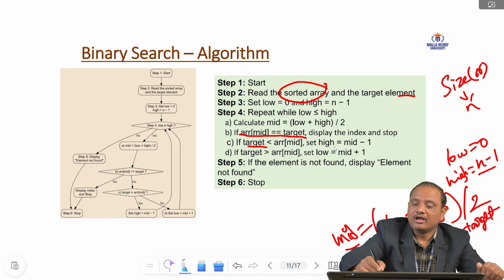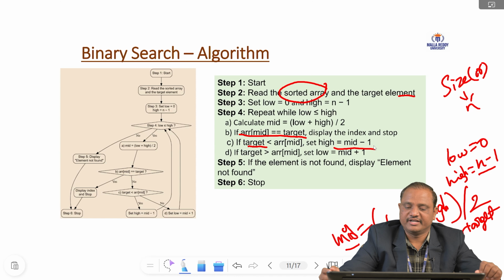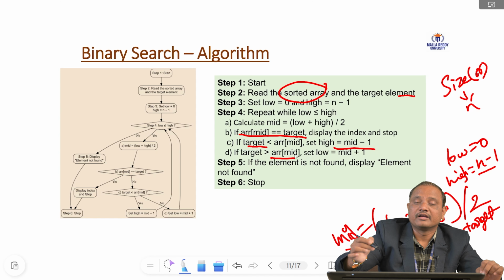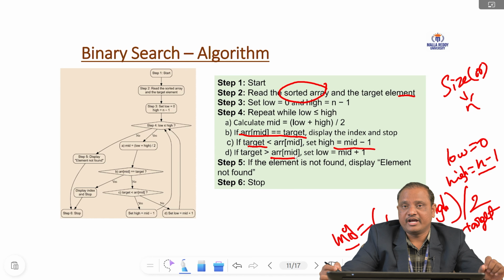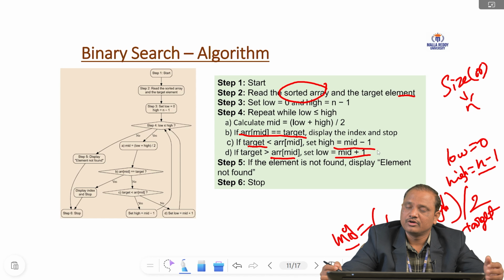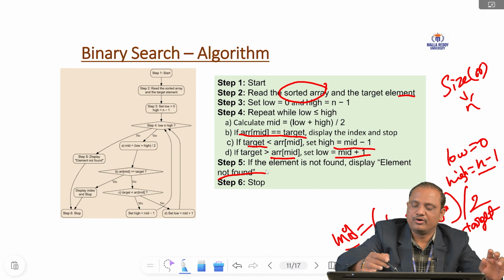So then the high value will be changed to mid minus 1. If target is greater than array of mid, then the low value will be set as mid plus 1. If the element is found, we will return the index. Otherwise, it will return that the element is not found. We can stop.